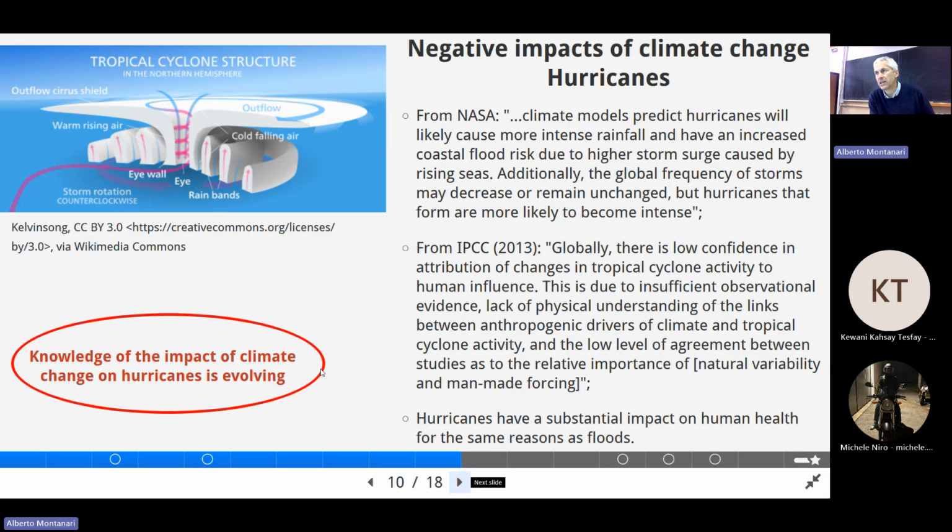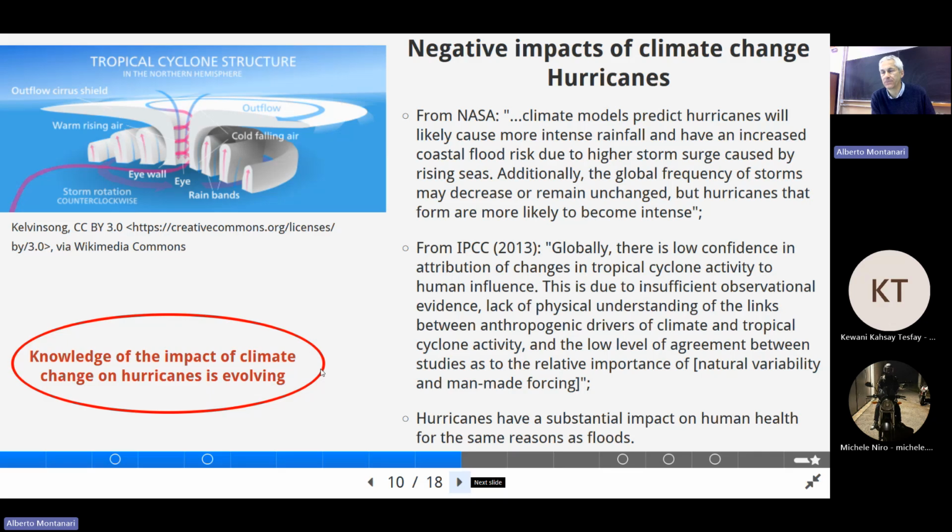So from NASA, climate models predict hurricanes will likely cause more intense rainfall and have an increased coastal flood risk due to higher storm surge caused by rising seas. Additionally, the global frequency of storms may decrease or remain unchanged, but hurricanes that form are more likely to become intense.